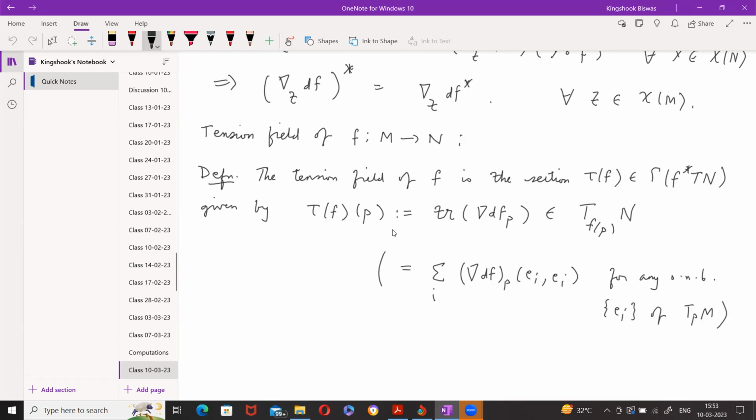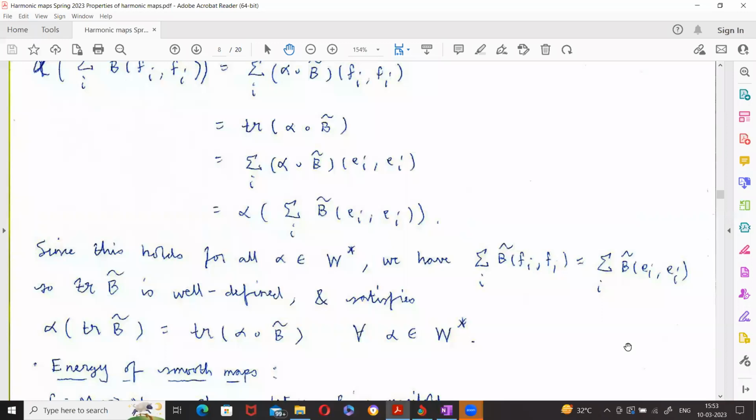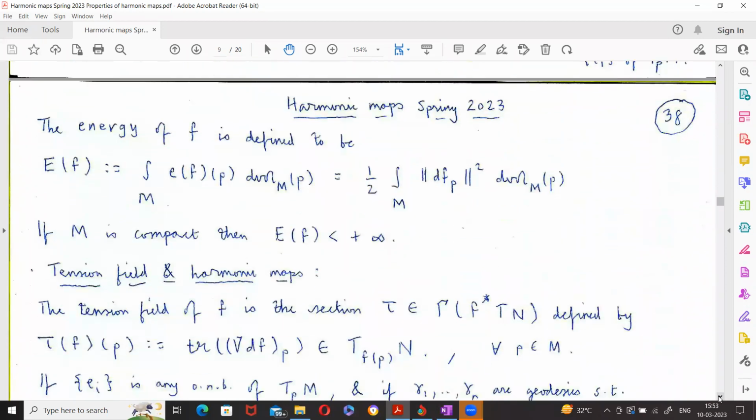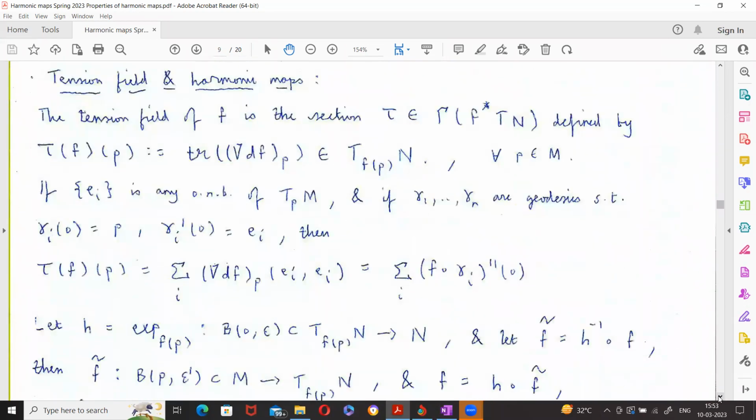Today, I just want to finish by computing the first variation of energy, and you will see that this tension field plays the role of the Laplacian which came up in the first variation of energy for functions. Instead of that, you'll get the tension field appearing here. So let's just finish today by computing the first variation of energy for a map between manifolds. All right. So the tension field is the trace of nabla df.